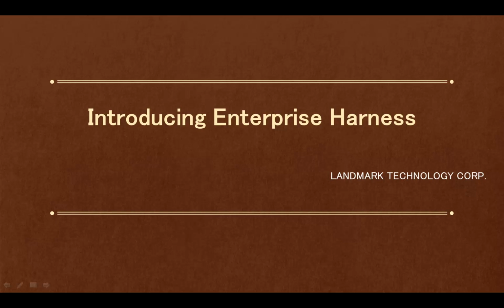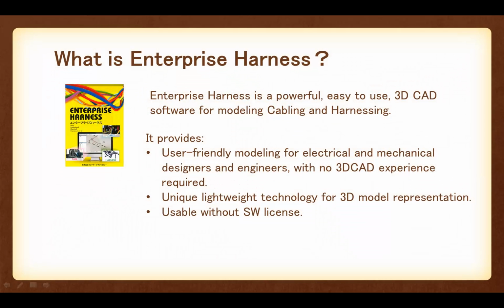Enterprise Harness is a powerful tool for the 3D design of electrical cabling and harnessing. It helps to seamlessly combine the worlds of mechanical and electrical engineering. Enterprise Harness overcomes many of the issues with existing harnessing solutions in the market, as users don't need previous experience with the rules and techniques that are needed to run most mechanical 3D CAD tools.